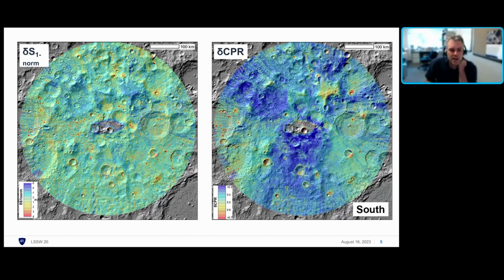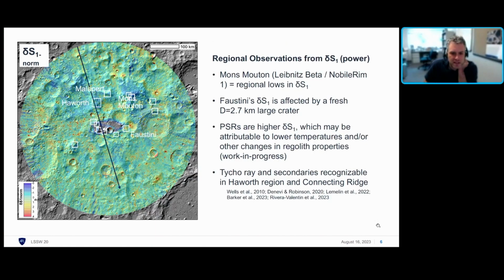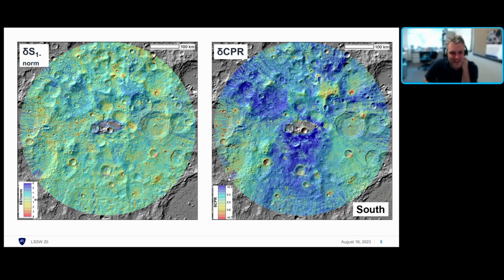So if you go to the next slide, I wanted to point out a few things specifically related to what you can see in this Delta S1 product. One is that now, putting these Artemis landing sites on board, the ray from Tycho goes straight through the Haworth and Connecting Ridge landing sites, which have been pointed out now many times by other authors, but it's really neat in the radar. It stands out really prominently. So if you flip back to the previous slide and track that black line in your mind, you can probably see it. Yeah, it's a yellow line that crosses from the top of the diagram down through the middle. Yeah, that's perfect. Thanks so much.